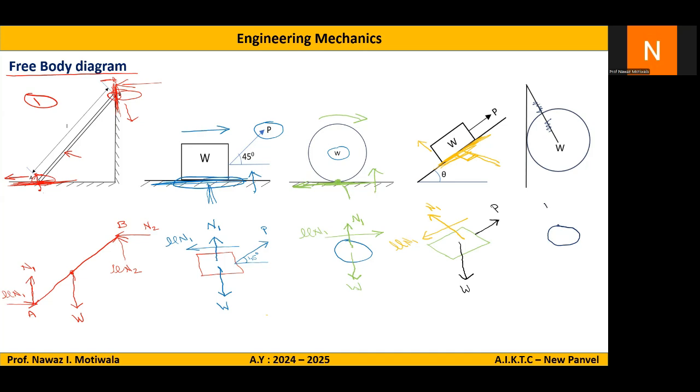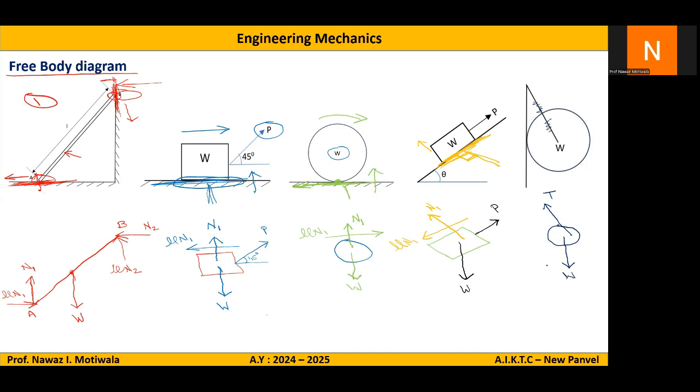So I will make a force like this along the thread length. I will name it as tension in the string. Then next force which we are going to show in the free body diagram is the self weight, which we have discussed. It will be vertically downwards from the center. So from the center, I will make a vertically downward force and name it as self weight.